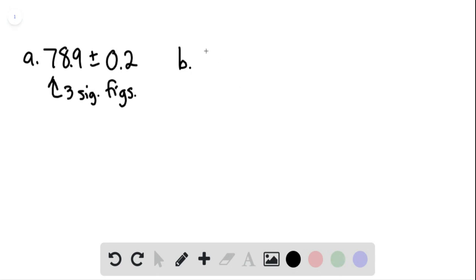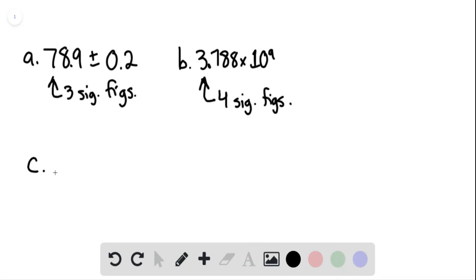For part B, we have 3.788 times 10 to the 9th. Here, of course, this is in scientific notation. We're not going to count the times 10 to the 9th, of course. We are simply counting the original single-digit number. And we have here 1, 2, 3, 4, 4 significant figures.